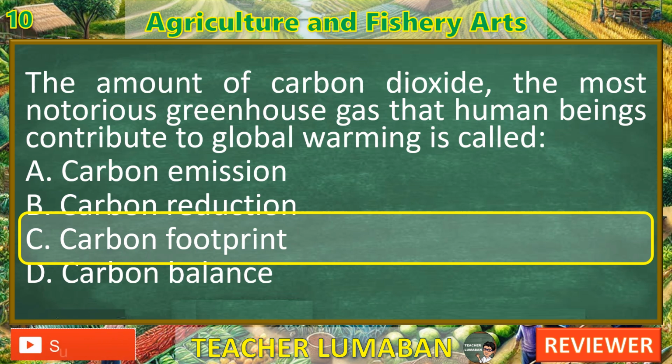C. Carbon footprint: this is the most accurate answer. A carbon footprint measures the total amount of greenhouse gases, including CO2, emitted directly or indirectly by an individual, organization, event, or product throughout its life cycle. It quantifies the impact on global warming. D. Carbon balance: this term describes the difference between the amount of carbon dioxide absorbed by sinks, like forests and oceans, and the amount emitted by sources. It is not a measure of emissions but rather a way to understand whether a system is a net carbon source or sink. Therefore, C. Carbon footprint is the correct answer, as it specifically refers to the total amount of carbon dioxide contributed by human activities that affects global warming.